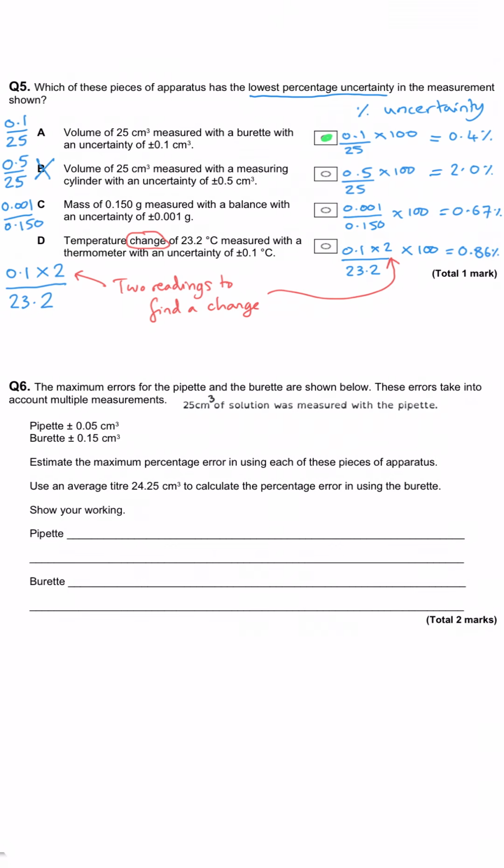And then the final question is just 2 percentage uncertainty calculations, one using a pipette, and 25 cubic centimetres of solution was measured with the pipette. So we're going to do 0.05 divided by 25 times by 100, which gets us 0.2%. And then with the burette, we're told that 24.25 cubic centimetres have been measured using the burette. So 0.15 divided by 24.25 multiplied by 100, which gives us 0.619% or 0.62% to 2 decimal places.